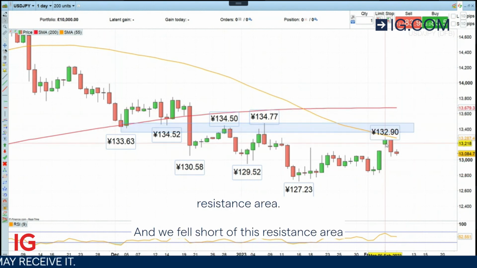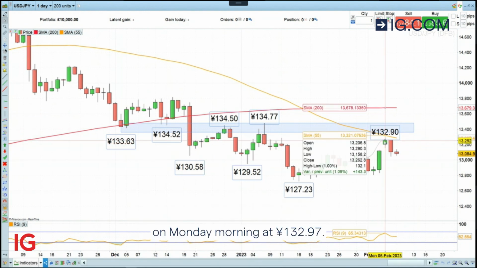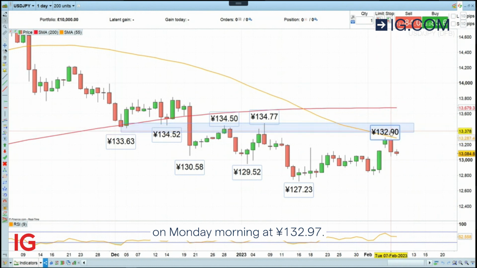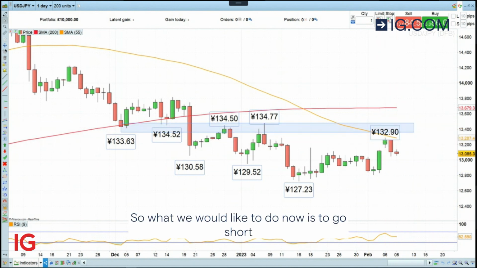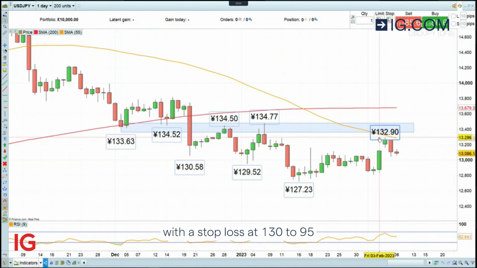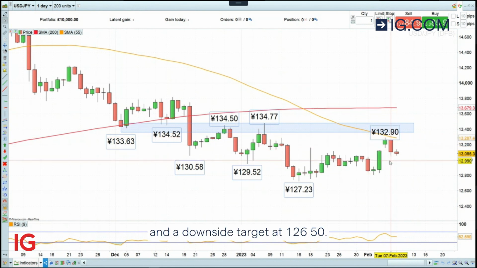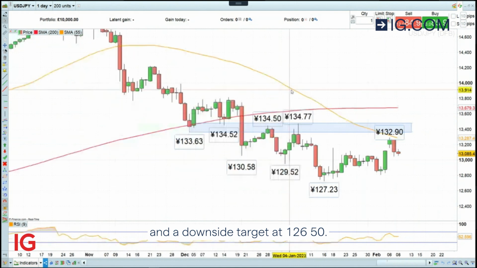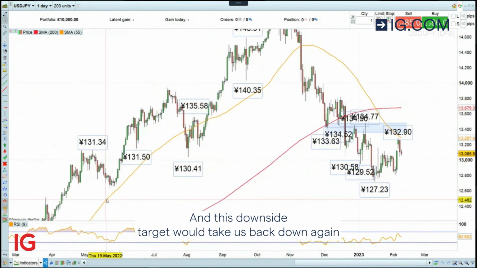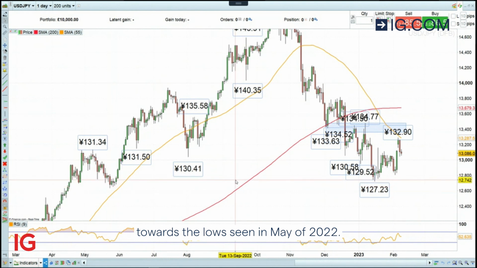And we fell short of this resistance area on the back of that stronger US dollar on Monday morning at 132 yen and 90 sen. So what we would like to do now is to go short dollar yen at 130.85 with a stop loss at 132.95 and a downside target at 126.50. And this downside target would take us back down again towards the low seen in May of 2022.